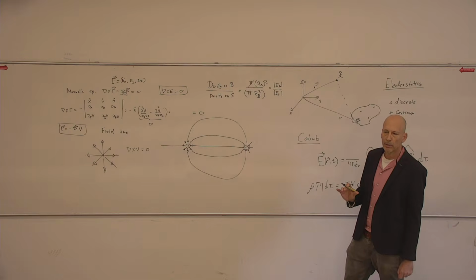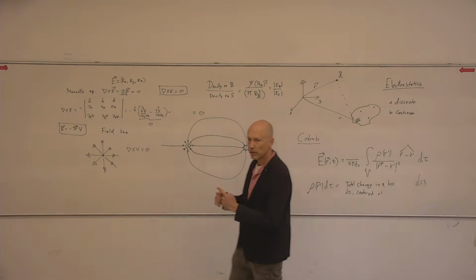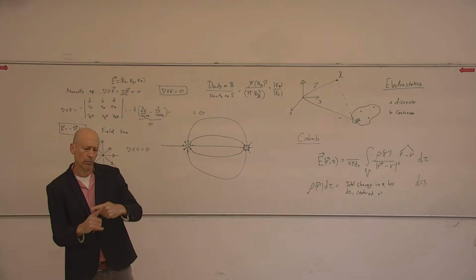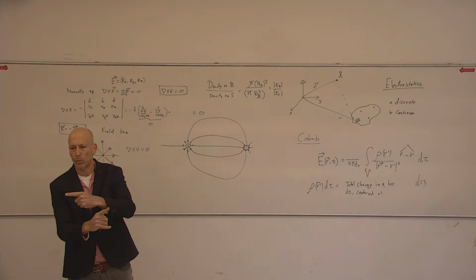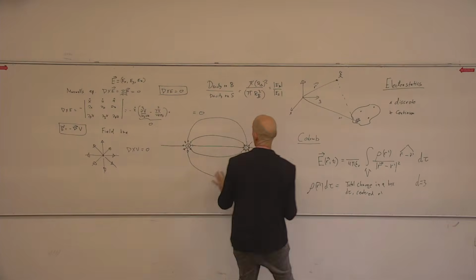But what cannot happen to these lines? They cannot cross each other. Why can't they cross each other? It's very trivial. Because if they cross each other, then where is the direction of the electric field? Is it this way or that way? There's one direction to the electric field, so these lines do not cross each other.